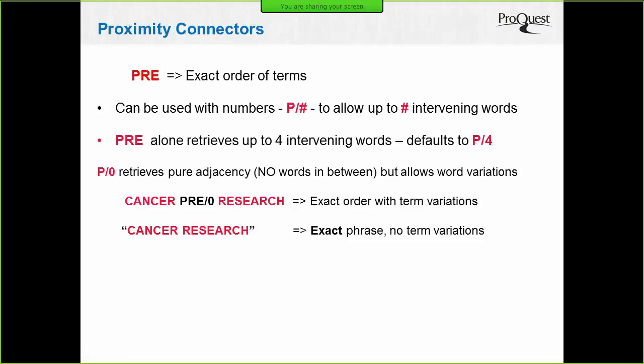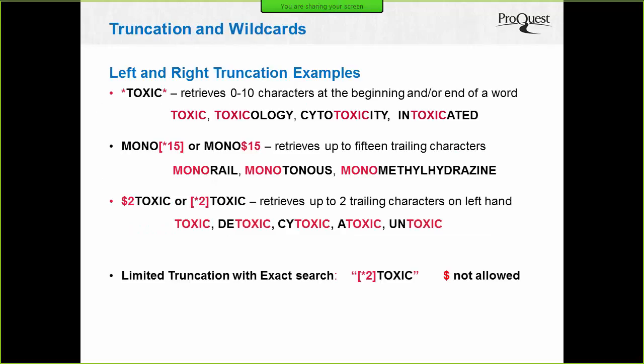And that brings us to truncation. We're almost done with the slideshow part of it, and we'll get into some live searching. The basic truncation, and most of the time, and this will be your choice, is the asterisk. If you put an asterisk before or after, or even in the middle of a word, it will allow there to be up to 10 characters in place of the asterisk, or there might be none. It'll work that way too. So if you put asterisk toxic asterisk, it will retrieve the word toxic, but it would also retrieve cytotoxicity.